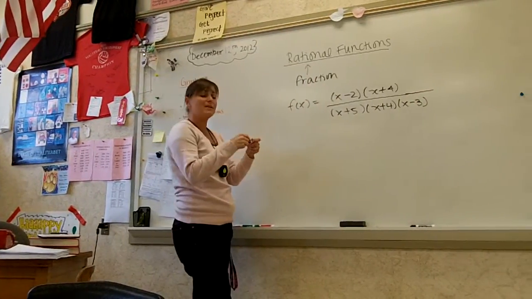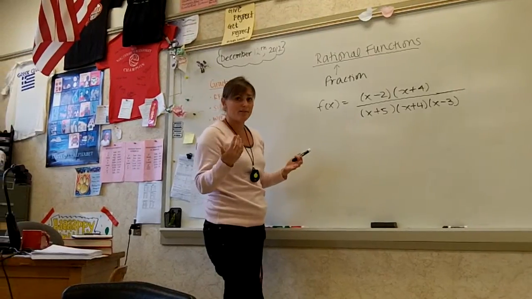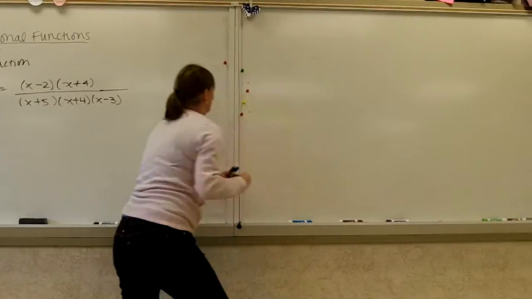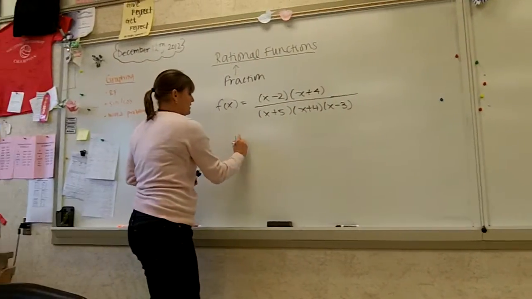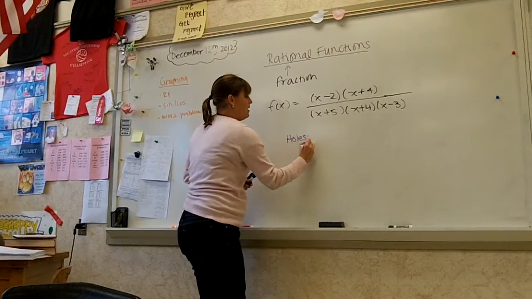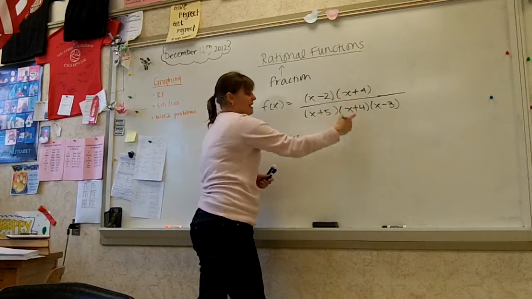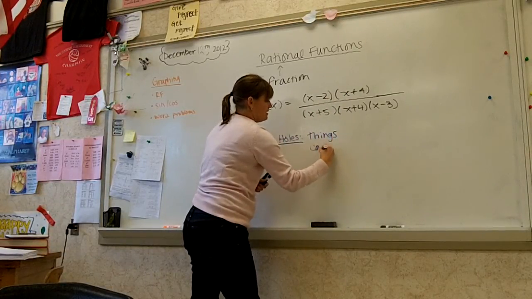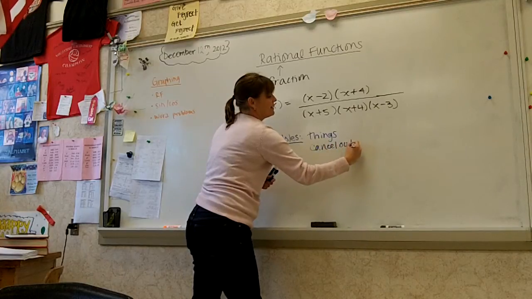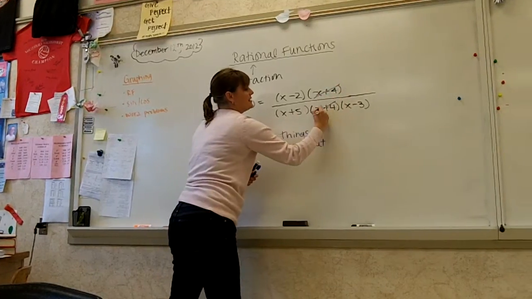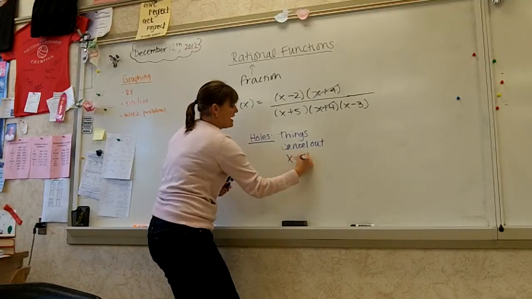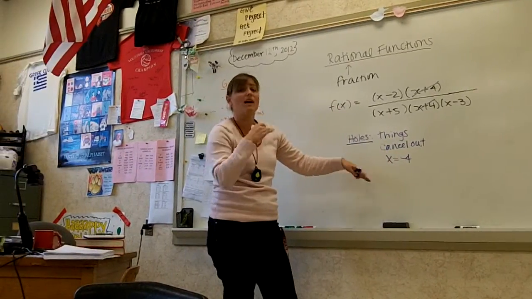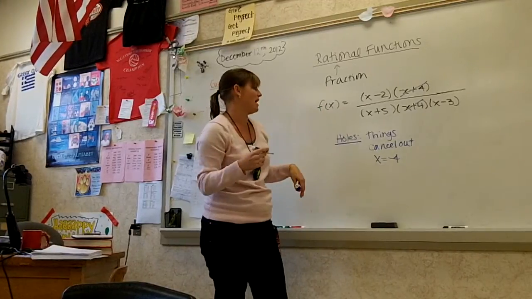So the important things that you guys need to be able to understand about this function is holes. Holes happen when things cancel out. So as you can see on this function, this is going to cancel out, so that means we're going to have a hole when x is equal to -4. And then you just kind of forget about that for a little while and come back at the end and put that in your graph.